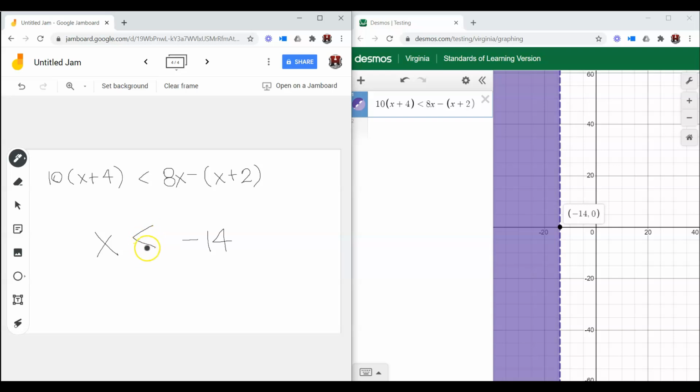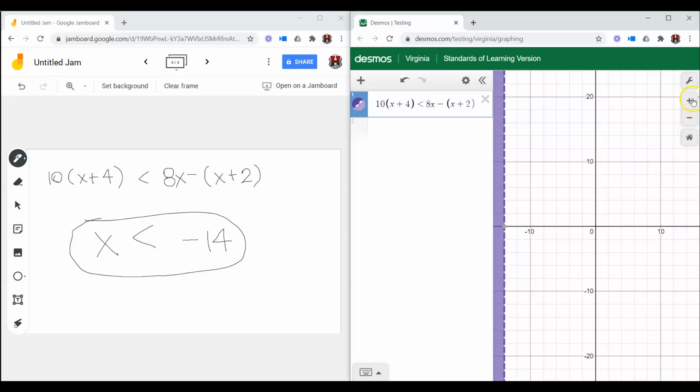Now I need to decide whether to underline that or not. So I look back at my line, and when I see that it's dotted, when I see that it's dashed, that means no underlining here. So x is less than a negative 14 would be my solution. So if you type it in and you're not seeing the line and the shading that you need to see, then use this zoom out button until you can.